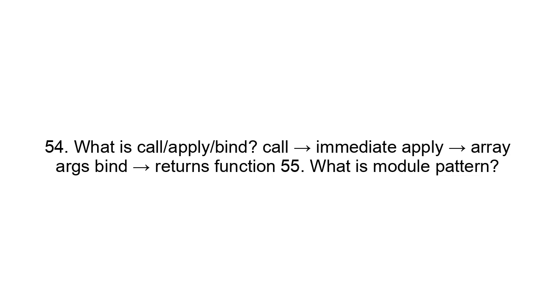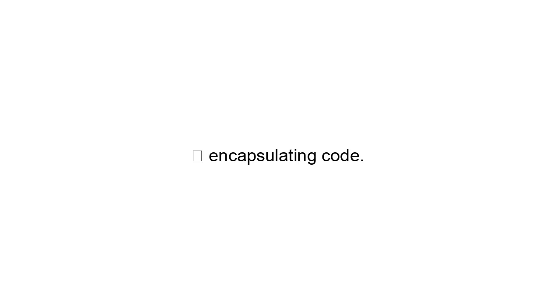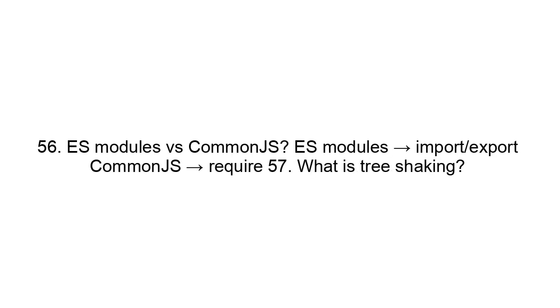54. What is call, apply, bind? Call is immediate. Apply takes array args. Bind returns function. 55. What is module pattern? Encapsulating code. 56. ES modules versus CommonJS. ES modules use import-export. CommonJS uses require. 57. What is tree shaking?